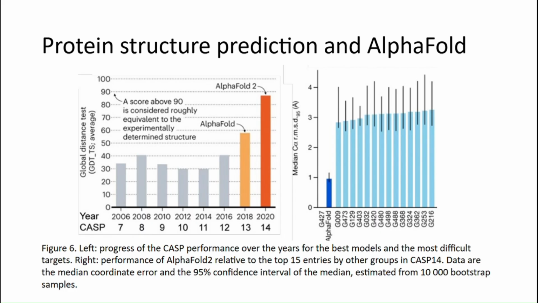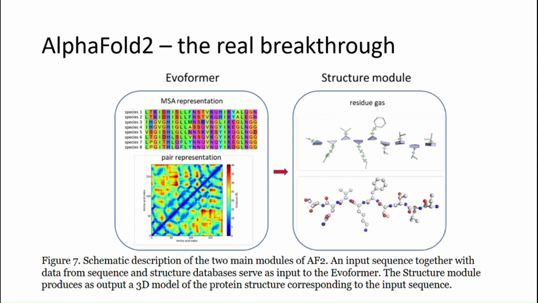AlphaFold 2, the real breakthrough. At CASP 14 in 2020, DeepMind's AlphaFold 2, developed by John Jumper and Demis Hassabis, achieved a historic breakthrough by matching experimental accuracy on difficult targets through an end-to-end transformer architecture with attention mechanisms. The AF2 network has two main blocks called the Evoformer and the structure module, Figure 7.